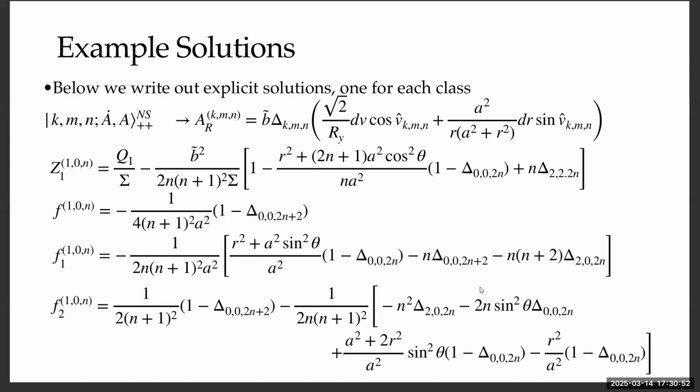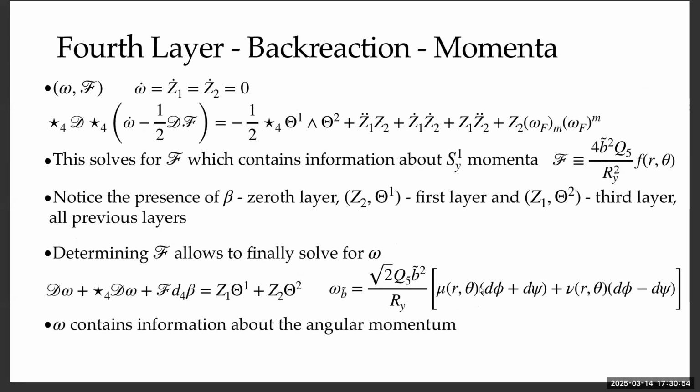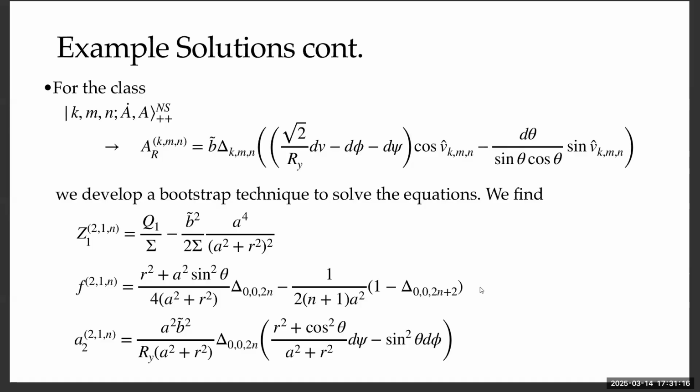And I should say that this layer here is the full back reaction, because this comes in at order B squared. And so this is no longer a perturbation, but this is the full back reaction of the system at this point, the third layer, because now you're solving for the momentum and the angular momentum, which goes into the metric.